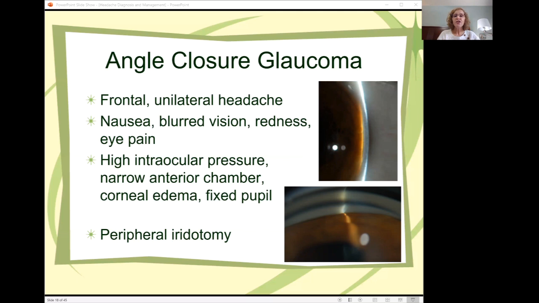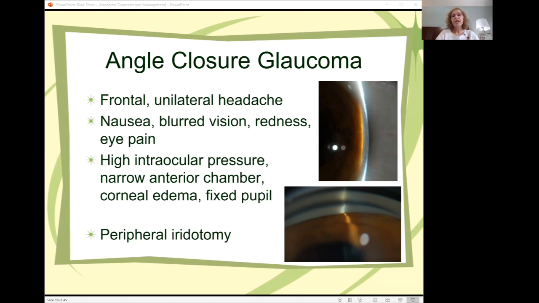The headache associated with angle closure glaucoma is typically a frontal unilateral headache lasting less than 4 hours. And this type of headache can be easily mistaken for a migraine. Angle closure is more common in older patients, in hyperopes, and those of Asian ethnicity. The headache is triggered by low lighting conditions that cause pupil dilation.